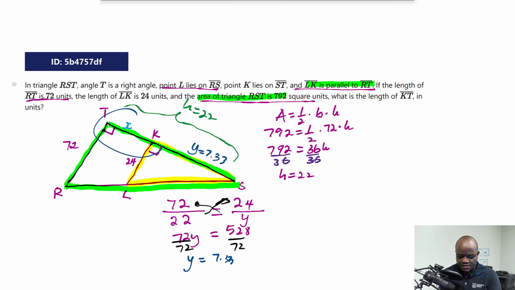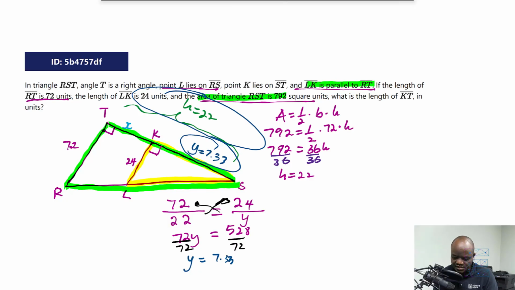The question, however, wasn't looking for that. We were looking for TK, which is the X over here. Thankfully, we know the entire length there is 22, and we know this is 7.33. So to find TK, we simply subtract 7.33 from 22. This gives us a length of TK, which we renamed X, of 14.6 repeating. That's an acceptable answer, but you should probably round this to 14.7.